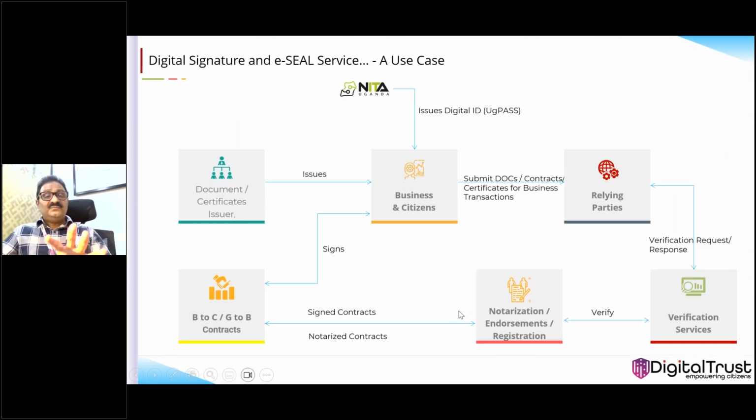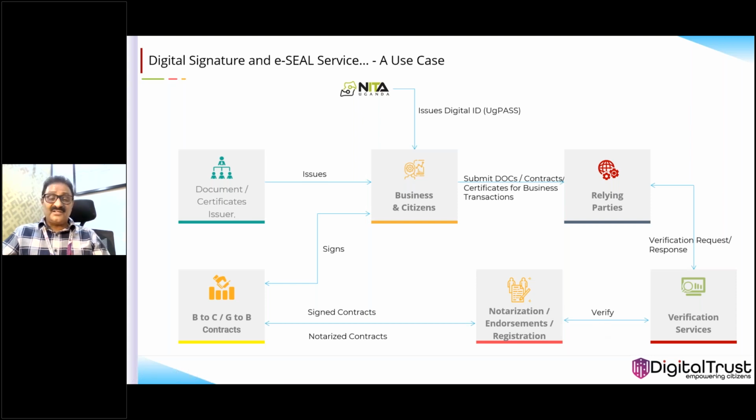Yeah, so I think this is covered in a way. For example, like I said, there are certain document issuers which issue documents to businesses and citizens, and relying parties will rely on the genuineness of the documents. Of course, they have to verify to believe those documents, though there are these verification services. And not only that, in some situations and use cases, the documents need to be notarized.